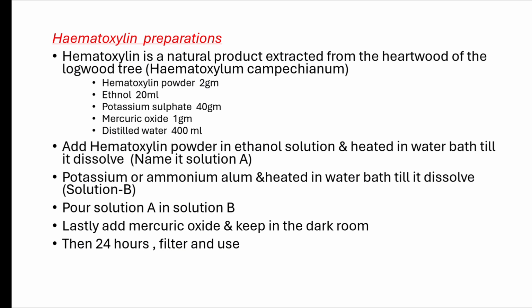Procedure: add hematoxylin powder in ethanol and heat it in a water bath till it dissolves. Name it solution A. Then potassium or ammonium alum is heated in the water bath till it dissolves, and name it solution B. Mix solution A into solution B. Lastly, add the mercuric oxide and keep the solution in a dark room. Then after 24 hours, filter and use it.